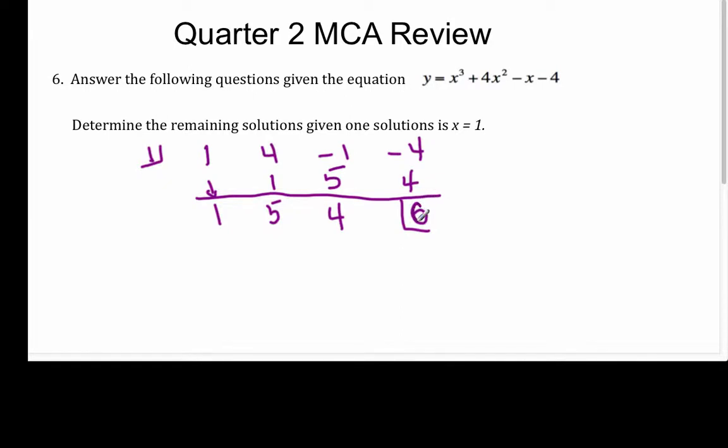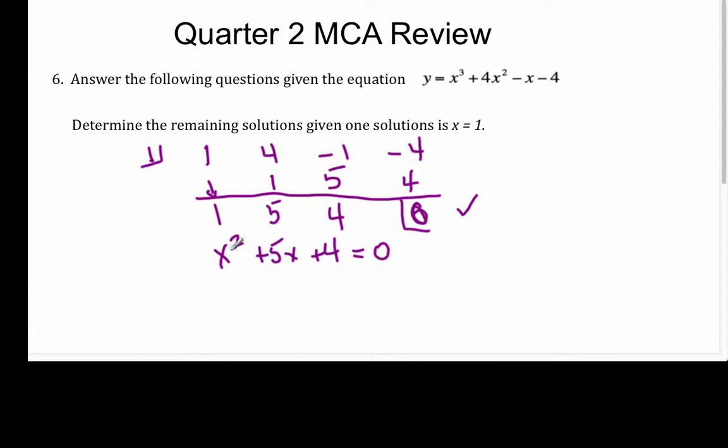Whoops, that's a 0, not a 6. So it told me it was one of the solutions. Thankfully, I got a 0 here, so yes, that is a solution. Now I'm left with the equation x squared plus 5x plus 4 equals 0, because we're still trying to find the solutions. Remember, another name for the solutions would be the roots, and yet another one would be the zeros. They're all the same.